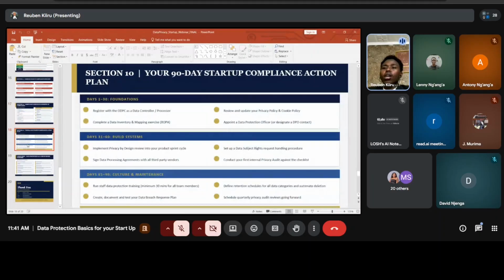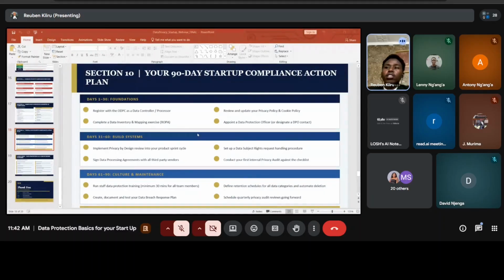Now, we also have a simple action plan. The first thing that you need to do, one, register with the ODPC as a data controller or processor. Do a data inventory mapping exercise, review your privacy policies and your cookie policies, and have a designated data protection officer. You can outsource this to a lawyer, or it can be internal.